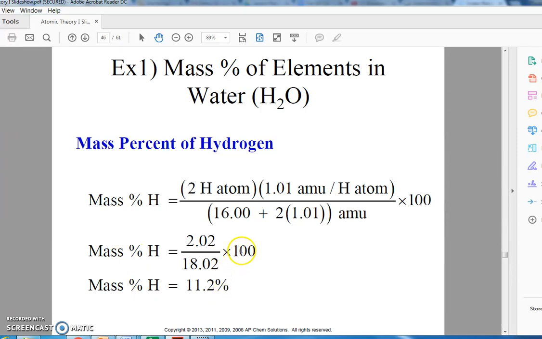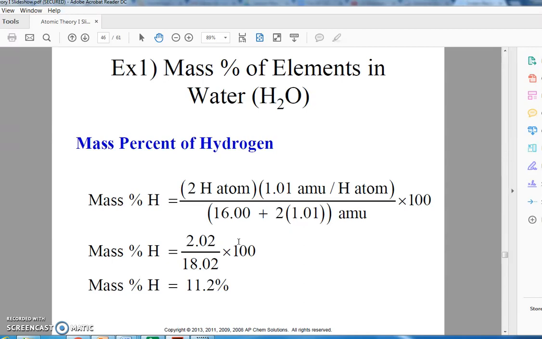11.2%. The biggest mistake people make on mass percent is forgetting to multiply by the number of that element in the compound. So a lot of people may have done this problem and found that the percentage was 5.6. But that would be the percent for 1 hydrogen. We need the percent for all the hydrogen in the compound.